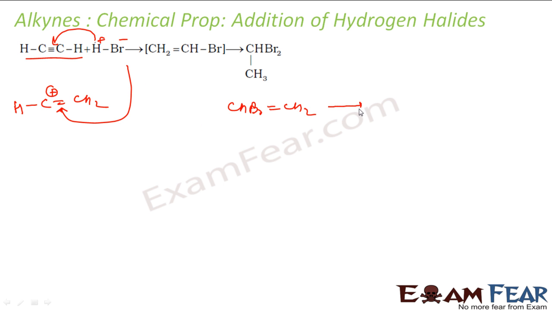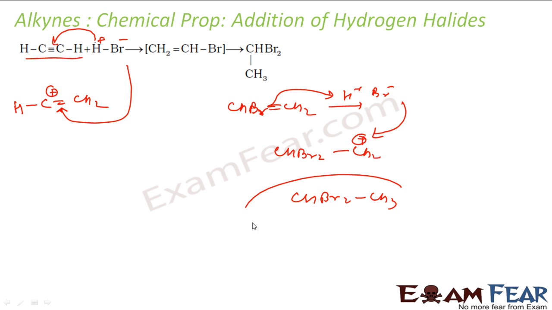Correct. Now again, when you react this with H plus Br minus, again the same thing will happen. This double bond will attack this H plus, and then you will form here CHBr2 and CH2 plus, and again this bromine will attack. You will get CHBr2 and CH3, and that is my answer. So this is how you do the addition. In this case, since it was only 2 carbons, even if you do it in the presence or absence of peroxide, it will be all the same.